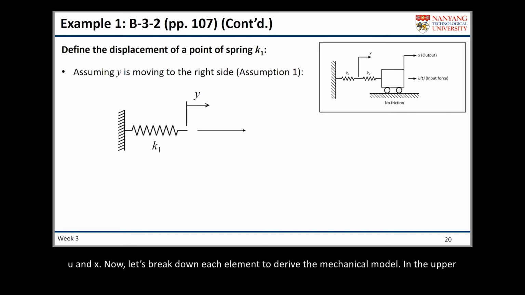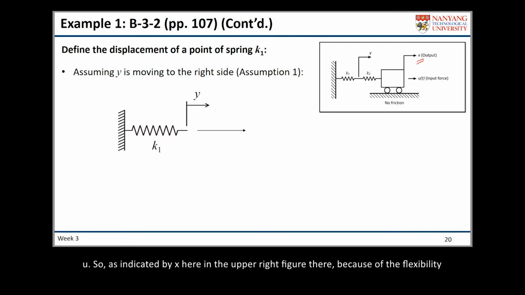Okay, now let's break down each element to derive the mechanical model. In the upper right corner of this slide, you can see again the mechanical system schematically there. And then now I will analyze the first spring, the spring K1, independently. So I will analyze this one first. Imagine that the mass is moving to the right after I apply an input force u. So as indicated by x here in the upper right figure there.